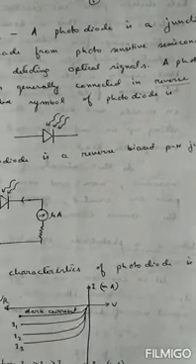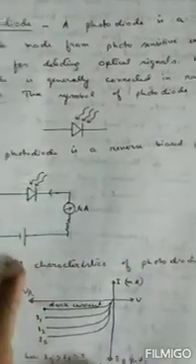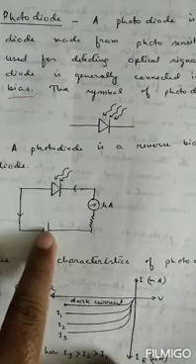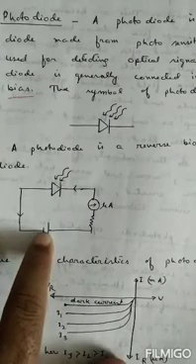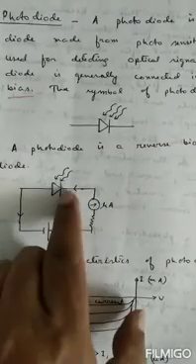What is the symbol of photodiode? This is the symbol of the photodiode. So this is the connection. The negative terminal of the battery is connected to the P side and the positive terminal to the N side.